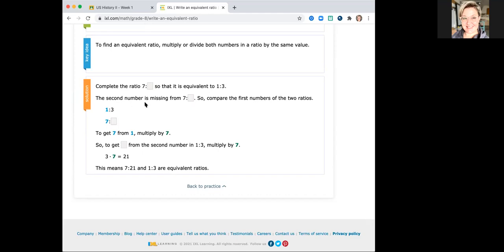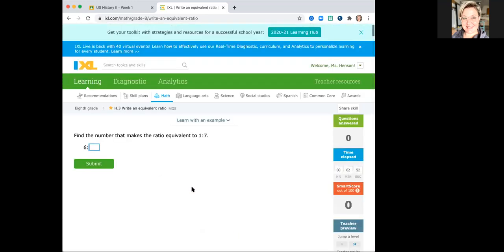So because the second number is missing, we need to compare the first numbers. So we need to compare 1 to 7. So how many times do we need to multiply 1 to get it to 7? In this case, it's a 1, so we know that we can just multiply it by 7. So in order to move on from there, we multiply the second number also by 7. So we're going to multiply 3 by 7 to get 21. And that means that 7 to 21 and 1 to 3 are equivalent ratios. That means they both actually equal the same ratio. So we're going to go back to practice.